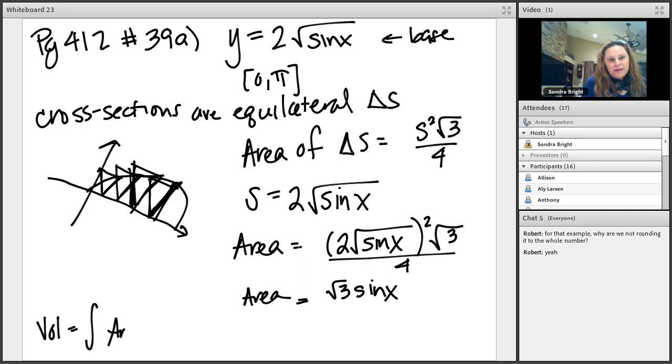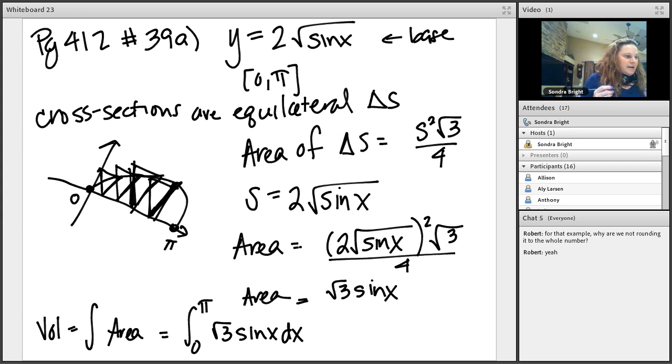And so your volume will be the integral of the area. So you're going to go rad 3 times sine of x dx, and we're going from 0 until right here, which it told us was pi. So you're going to go from 0 to pi. There's your setup. That's what you'll answer as the setup.